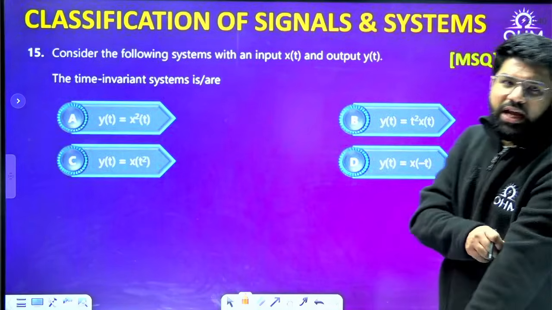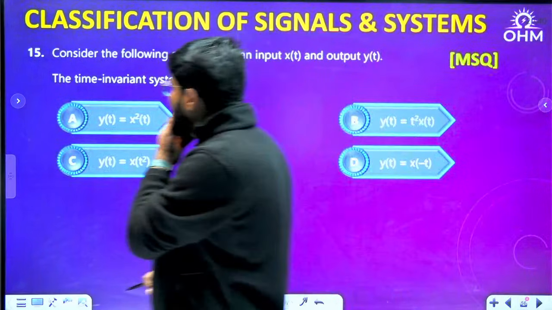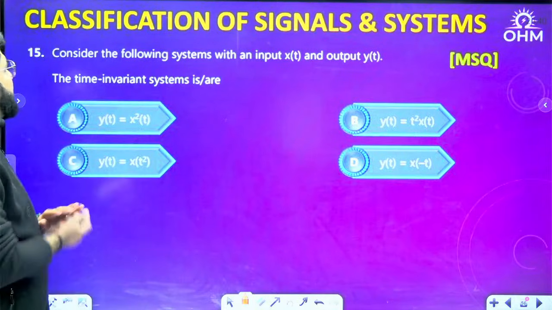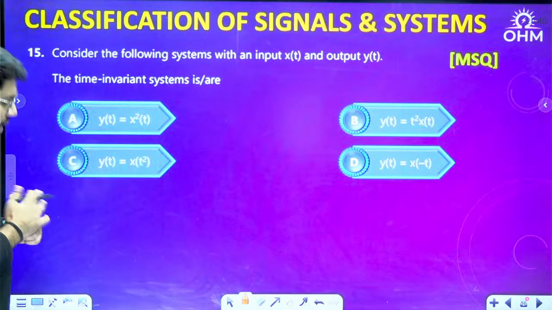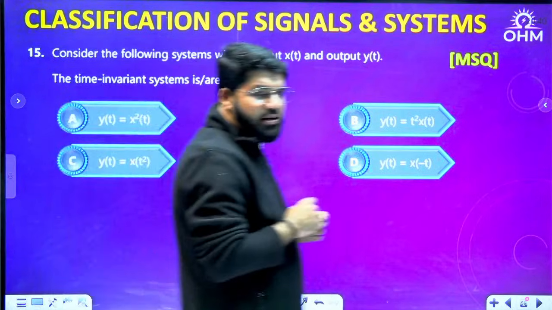Let me have a question on time invariance. Then we'll mix up the things, okay? Which of the systems is or are time invariant? Consider the following system with input x(t) and output y(t). Now what is the concept of time invariance?